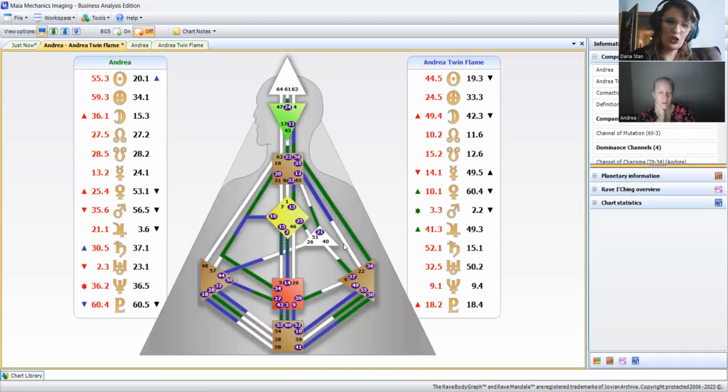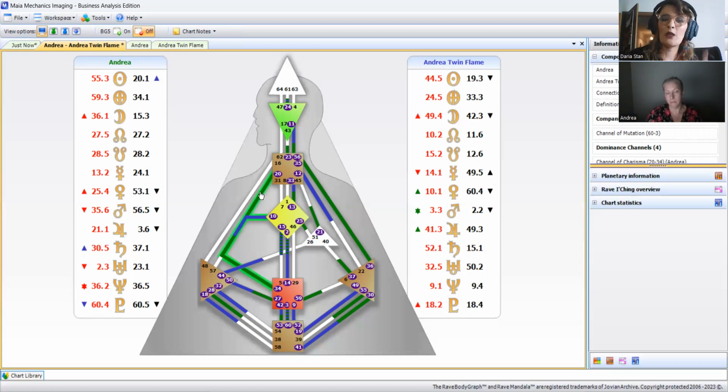Now, moving into the relationship. The most interesting thing that I noticed is the forming of the channel 10-20. This is an electromagnetic connection. You have gate 20, you're in green, and he has gate 10, which is in blue. Now, this channel is named the channel of awakening. And people who have the full channel usually awaken spontaneously by themselves, but none of you have it. So the connection spontaneously awakens you.